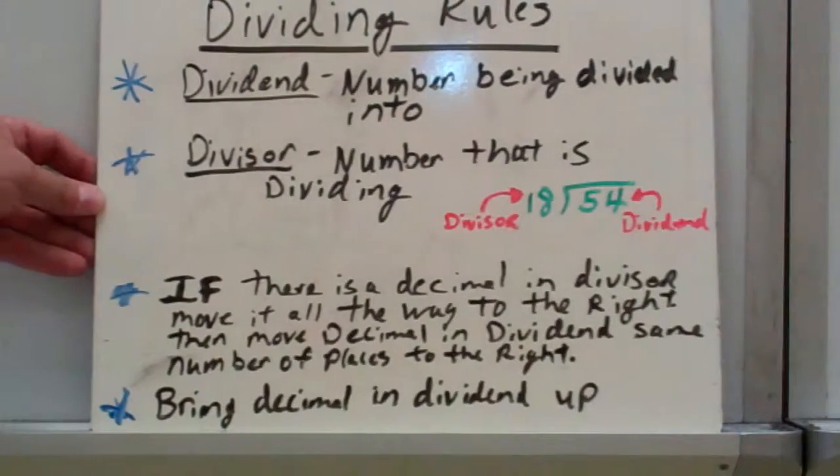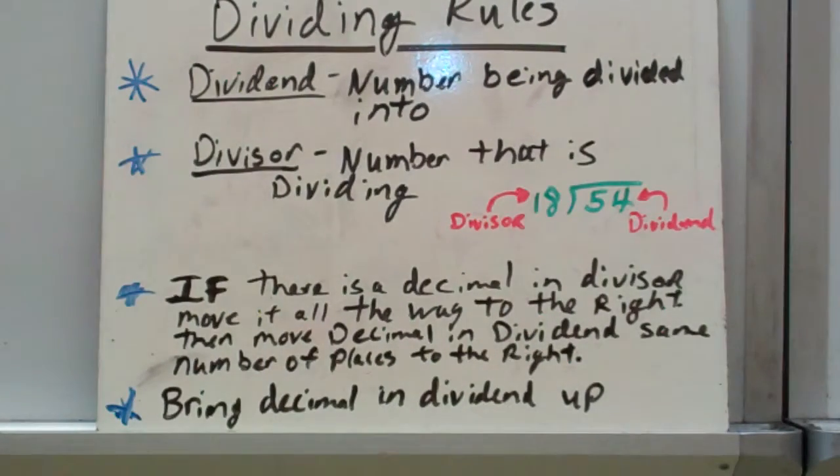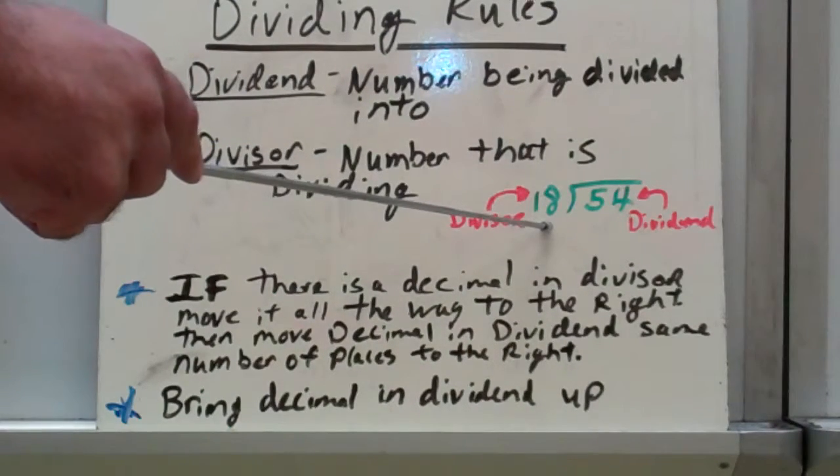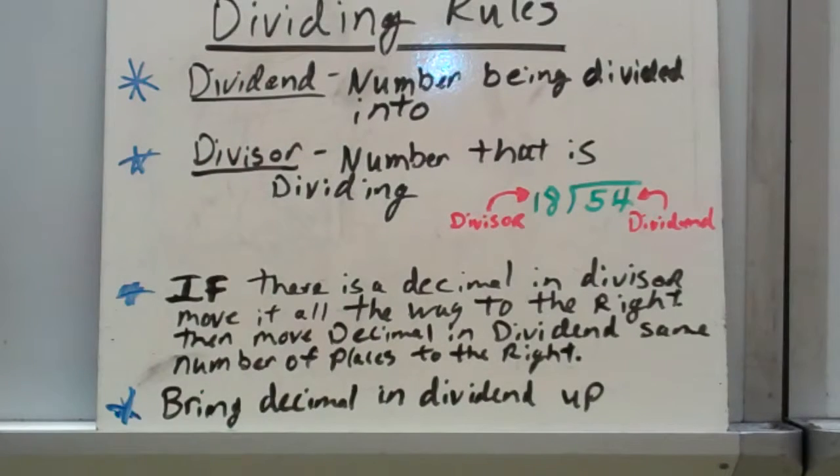For dividing, first let's talk about some terminology. Our dividend is the number being divided into. That's the number that's being broken up. The divisor is the number that is dividing, the number that is doing the breaking. And you can see here, here's our divisor and here's our dividend.